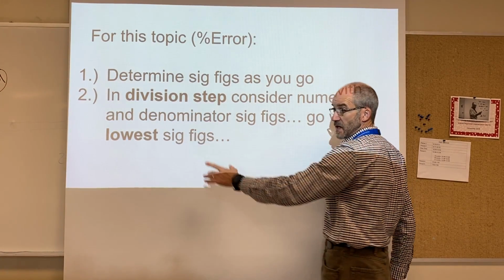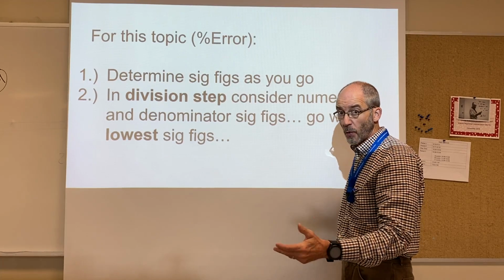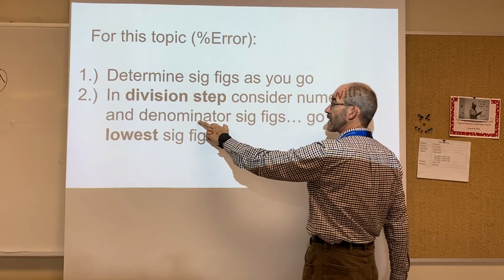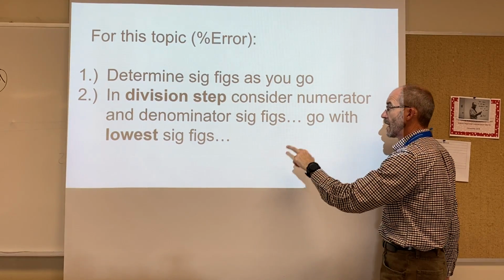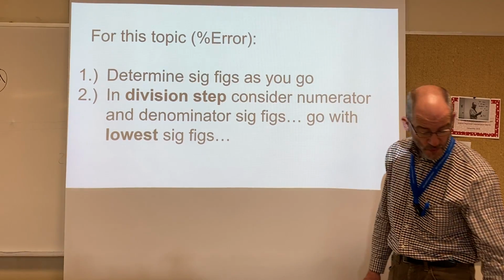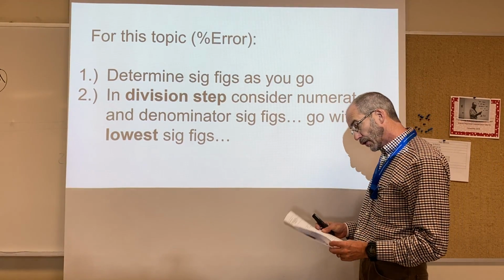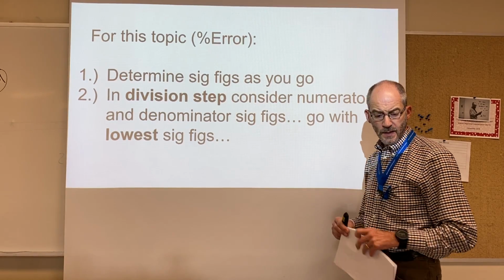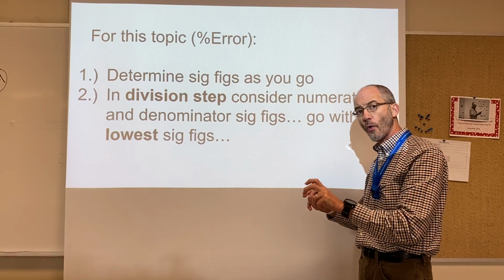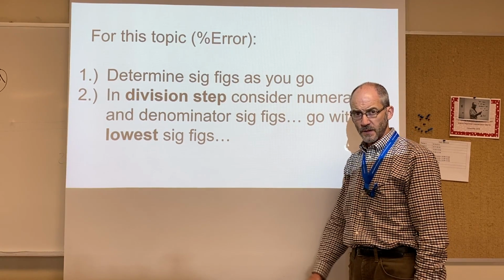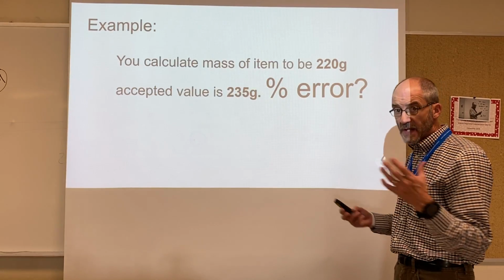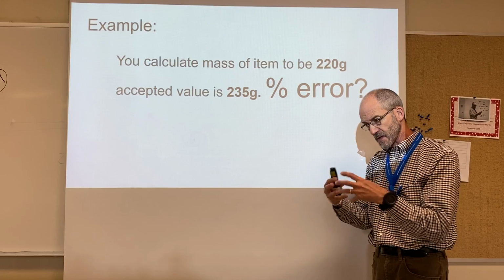So as you go through the problem, you're going to determine your sig figs. In the division step, and remember, this is a fairly simple equation, consider the numerator and the denominator's significant figures and go with the lowest sig figs. So look at your numerator, look at your denominator, and look at the number of significant figures in each of those, and then go with the lowest number of sig figs. So let's have an example to really bring this all together.